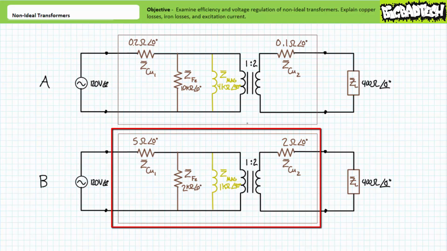Transformer B, in contrast, has the following properties. The internal resistance of the primary windings is 5 ohms. The parallel inductor accounting for both magnetizing current and hysteresis has a magnitude of 1 kiloohm. The parallel resistance accounting for iron losses associated with eddy currents has a magnitude of 2 kiloohms. And finally, the internal resistance of the secondary windings is 2 ohms.